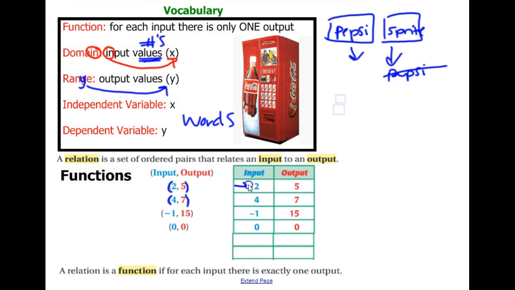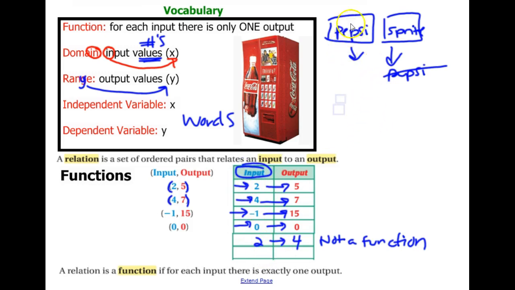So if I push the button that says 2, I get something out. If I push the button that says 4, I get something out. If I push the button that says -1, I get something out. Okay, they all work. However, if I push the button that says 2, I should get a 5. If I get a 4 instead, well, that would then be not a function. So in order to tell whether something's a function or not, we're looking at the input values. They need to be different.